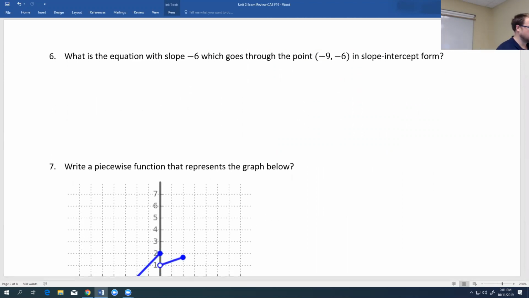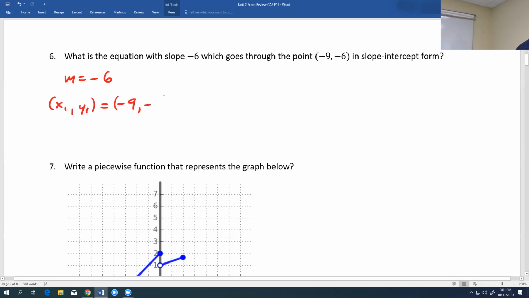All right. Number 6, what is the equation with slope -6, which goes through the point -9, -6 in slope intercept form? So here's what they did. They just gave me m equals -6, and then they gave me a point, which I'll just call x1, y1, which is -9, -6. Okay? So if I have a point and a slope, I can use the point slope form to find the equation of the line. So all I have to do now is just plug and chug.